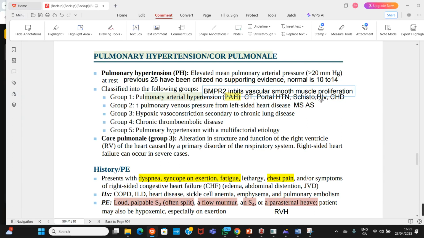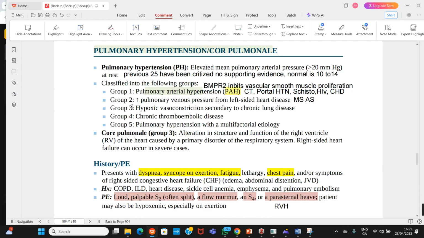Whenever there's a mutation in this BMPR2 gene, there's uncontrolled vascular smooth muscle proliferation, which leads to pulmonary hypertension. It could also follow some connective tissue disease like scleroderma. It could follow schistosomiasis because of the eggs. When the eggs travel to the pulmonary artery, there's inflammation, there's narrowing. HIV too can cause pulmonary arterial hypertension.